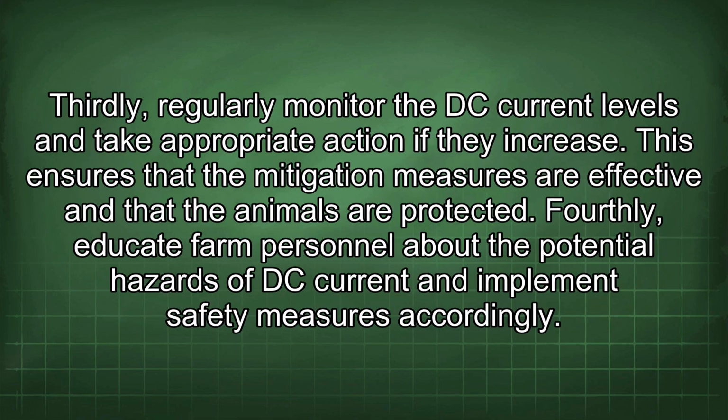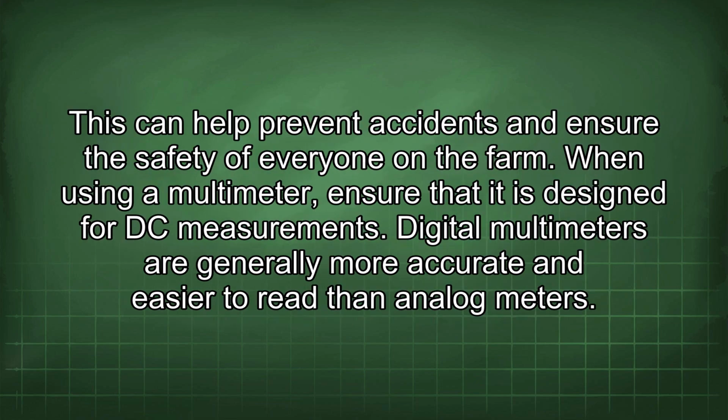Thirdly, regularly monitor the DC current levels and take appropriate action if they increase. This ensures that the mitigation measures are effective and that the animals are protected. Fourthly, educate farm personnel about the potential hazards of DC current and implement safety measures accordingly. This can help prevent accidents and ensure the safety of everyone on the farm.